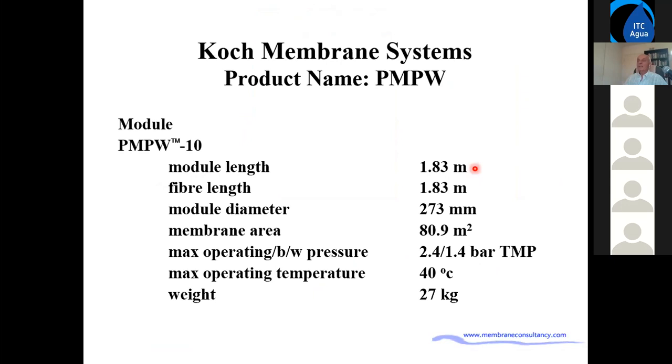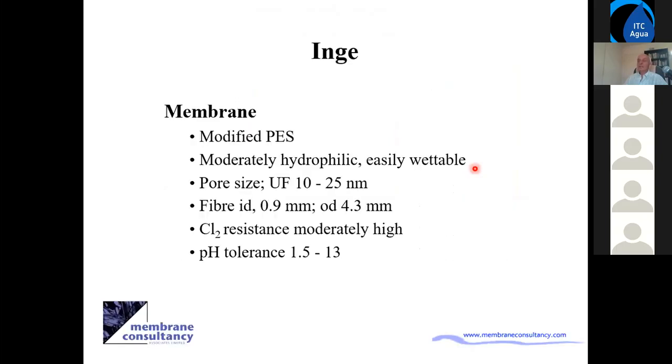Koch Membrane is another, not a major player, with a membrane made of polysulfone. Inge is a company that came to the market much later than the other major players, but came with an excellent product made of modified polysulfone. It's multibore. Multibore matters because other membranes struggled to maintain integrity. With Inge, because of the multibore configuration, there was no membrane breakage. And I will show you this.